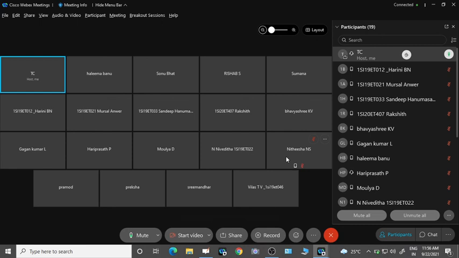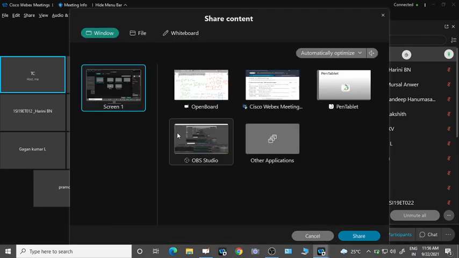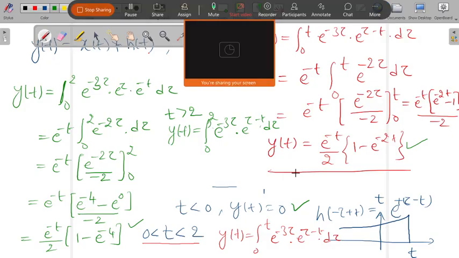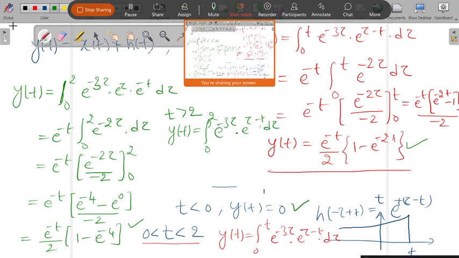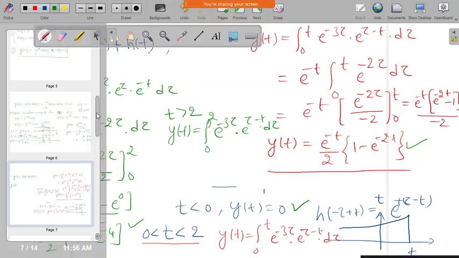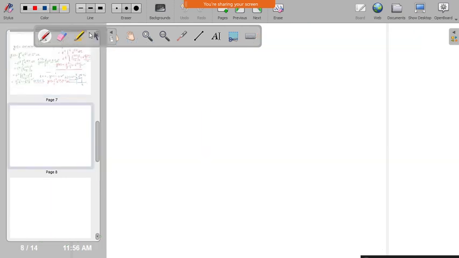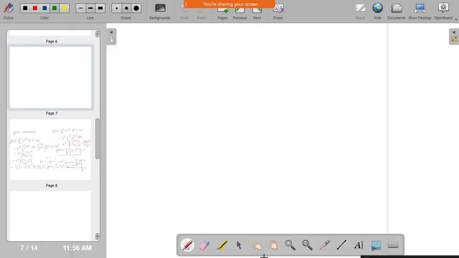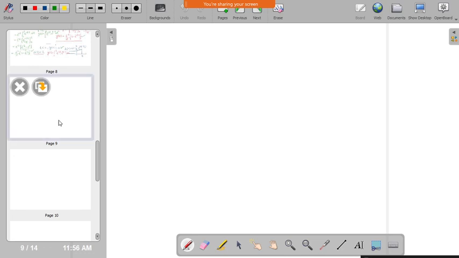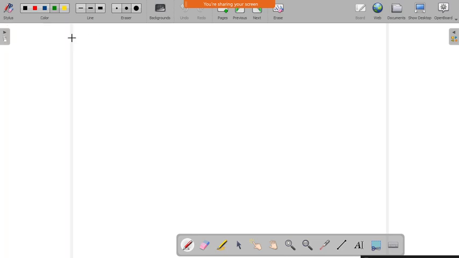Anybody with any doubt can ask. Otherwise, practice two more problems which I'll give. If you have any doubts, you can ask later. I will send the solutions. Try to practice these problems. y of t equal to u of t plus 1 convolved with u of t minus 2.